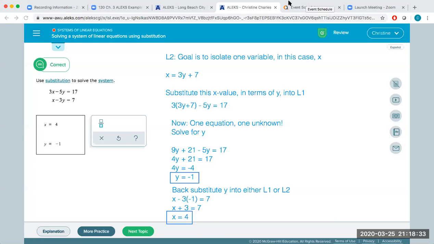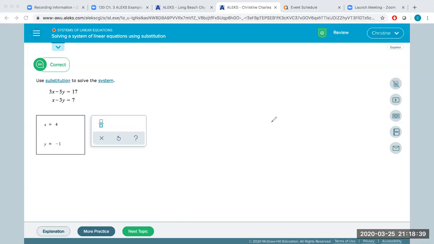So great. Let me go ahead and clear everything out here. We have gone over substitution method. Go ahead and check out the elimination and graphical methods at your earliest convenience. And let me know if you have any questions.